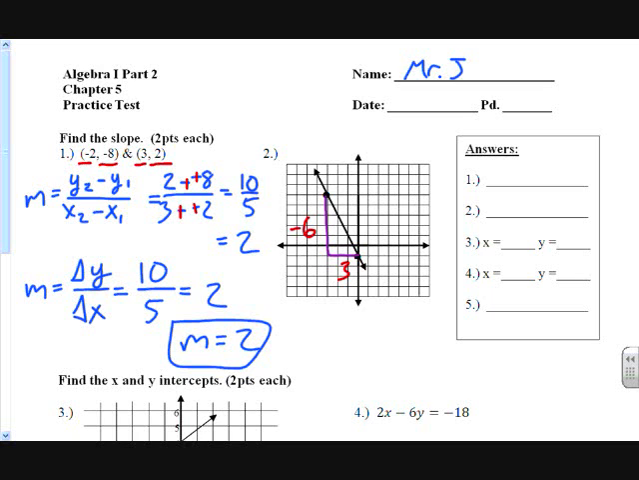So now slope is rise over run. I rose negative 6. I ran 3. And when I divide those, it gives me a negative 2. So my slope for this second one is a negative 2. Okay?